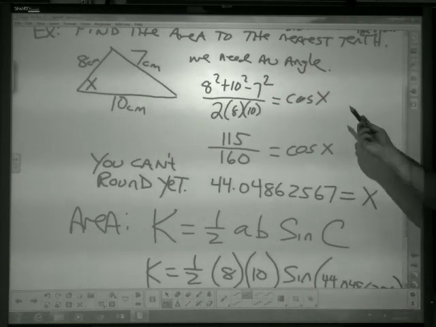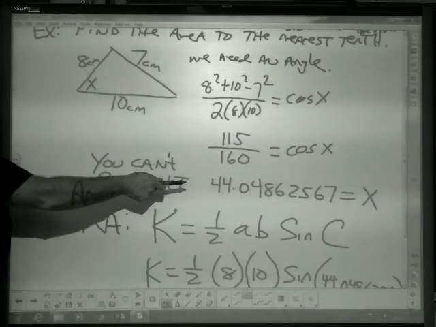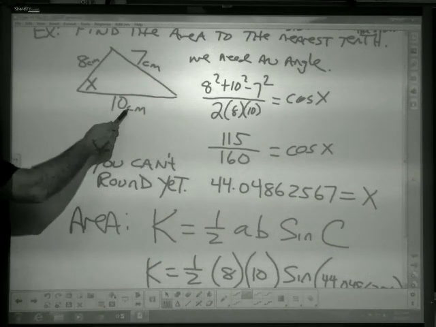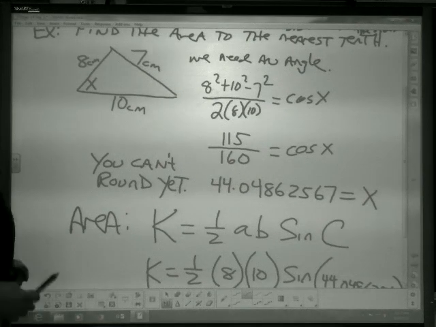So in this case, we could have picked any angle. I picked this one. And once I know this angle, 2 sides and the sine of the angle between it gives me my area. And that's it. We're going to practice this in class.